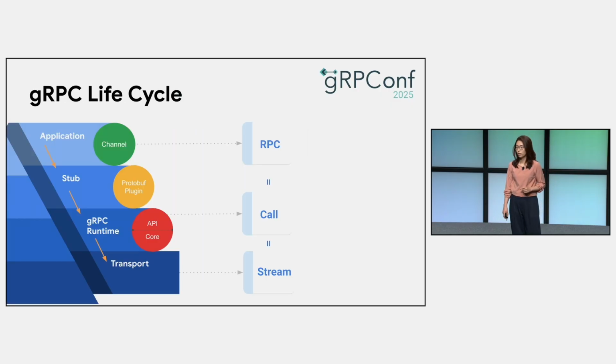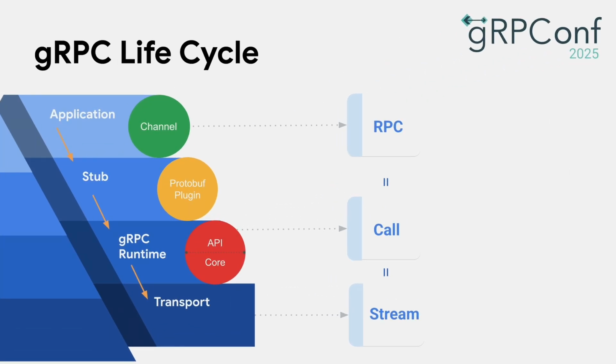After establishing the gRPC channel, you create a client stub from it. This stub, generated from your protobuf definition, is the object that you use to make remote calls. When you invoke a method on the stub, it initiates a logical call within the gRPC runtime. The call is then mapped to an HTTP2 stream at the transport layer, which handles the actual data transmission. Essentially, an RPC, a call, and a stream all refer to the same fundamental idea, just different terms used at different abstraction layers.